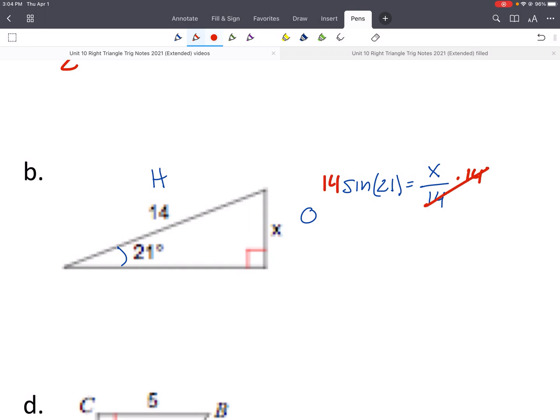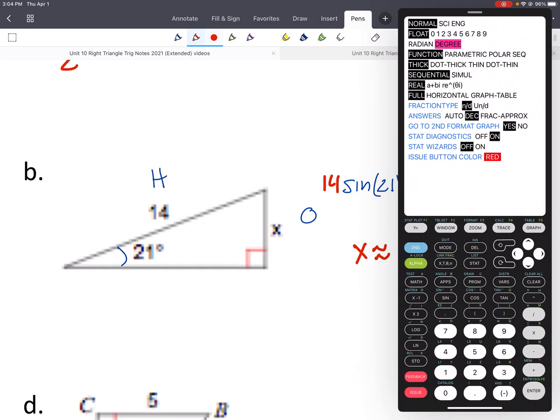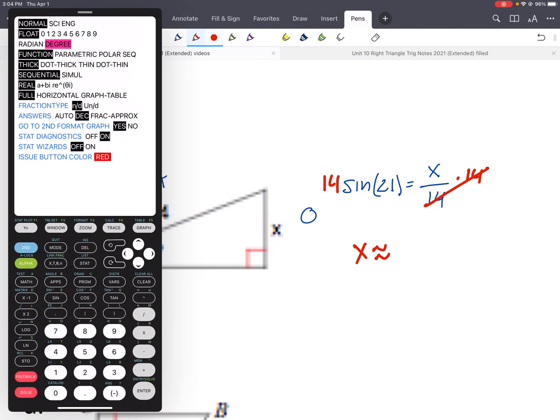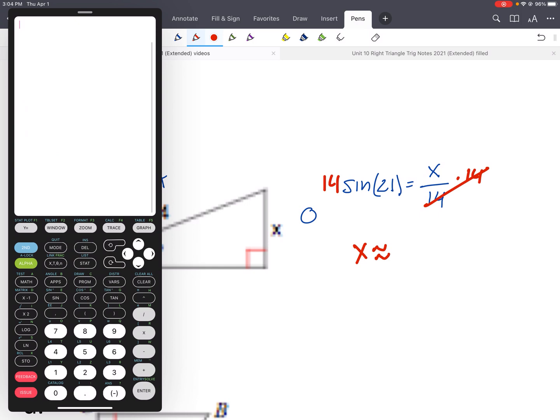And then we can just say x is approximately equal to, let me grab this out, see if this will work. Okay. Let's try this real quick. So sine of 30 should give us 1/2. Okay, good. So we'll plug in 14 sine 21. You don't need to write multiplied, it'll automatically multiply them together. And I get 5.02 if I round to the hundredths place.